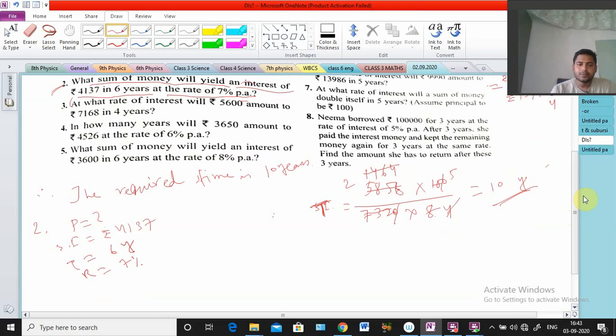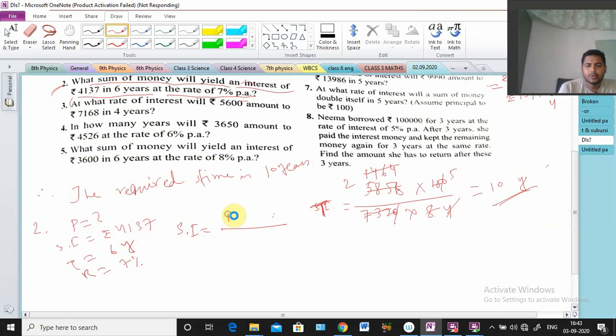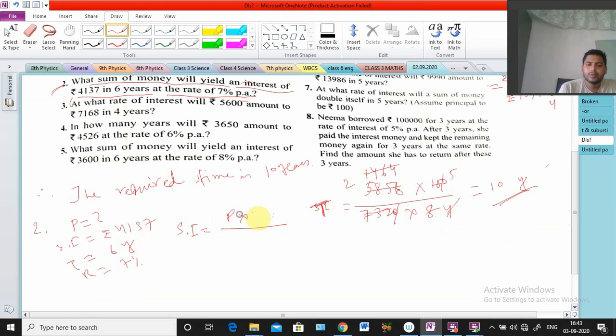Next we find out what's our principal. At first I am writing the formula SI equal to P into R into T by 100. Clear or not? Clear. Next, what do we find out, sir? P we find out, so P equal to SI into 100 by R into T. Clear or not? Clear.